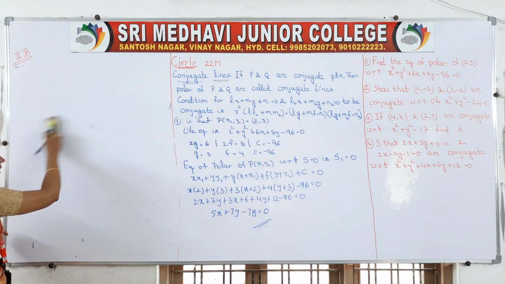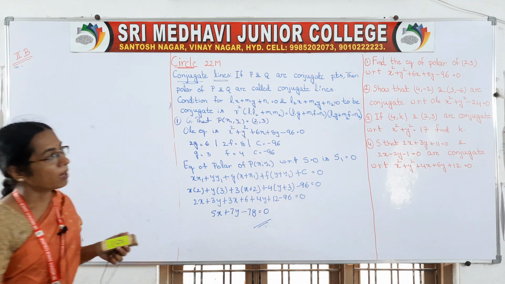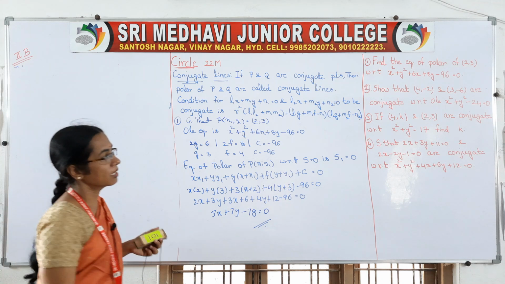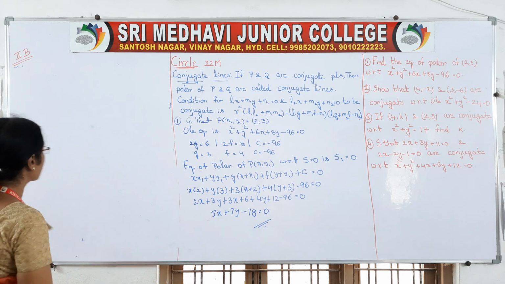Now come to the next question. Show that (4, minus 2) and (3, minus 6) are conjugate with respect to the circle.